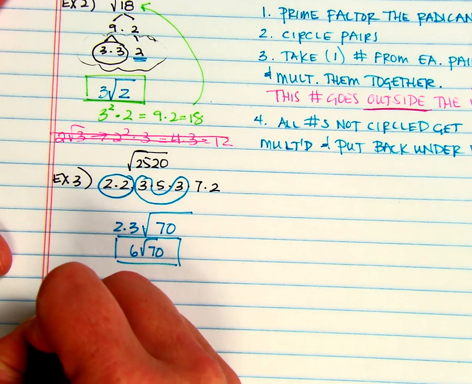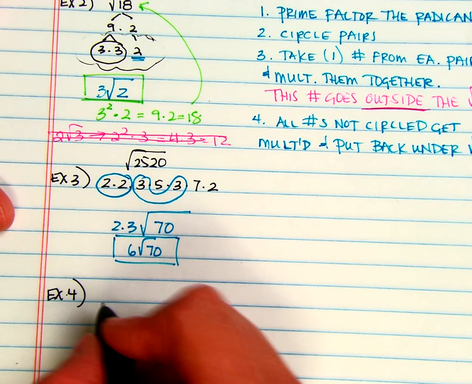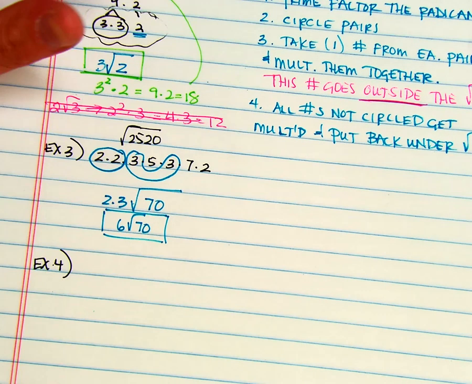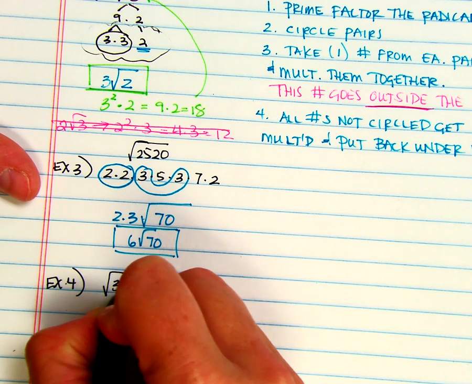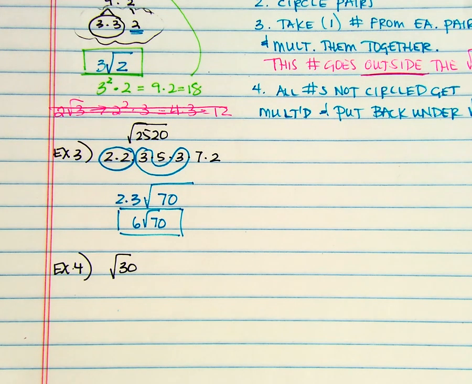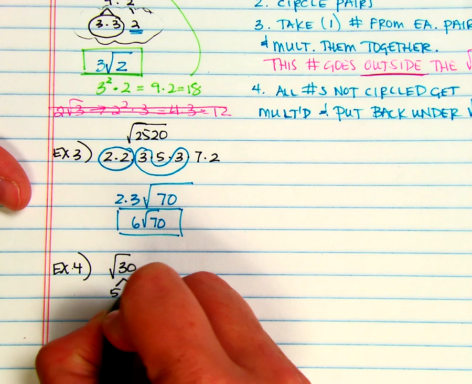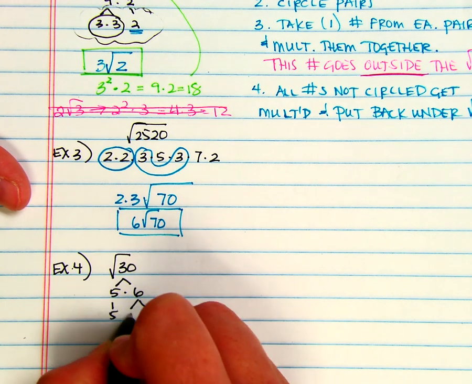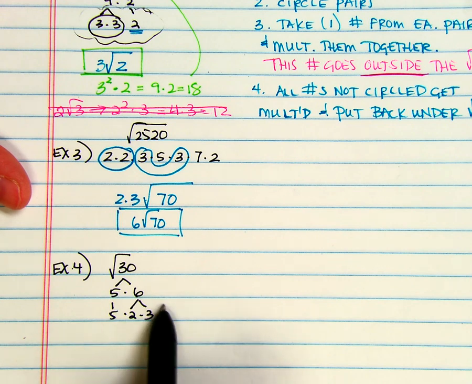Let's do one more example, example 4. What I would probably suggest you do is to pause it, try it on your own. Okay, I want you to pause it and do the square root of 30. So square root of 30 breaks down to 5 times 6, 5 and a 2 times a 3. There aren't any pairs. So if there's not any pairs, then I can't pull anything out. So that means there's no number to pull outside the radical. So in other words, there's no perfect squares in here.